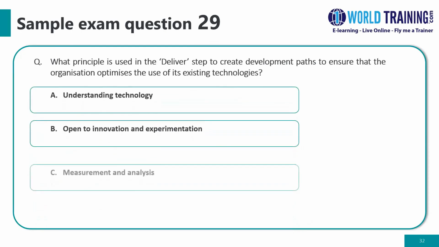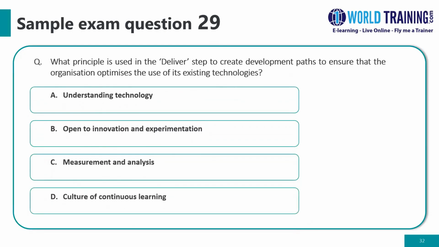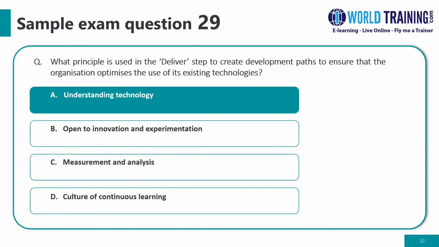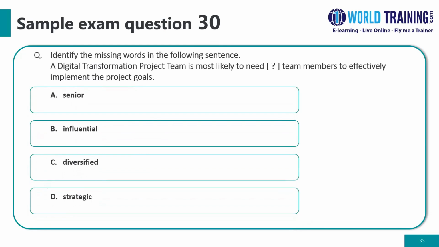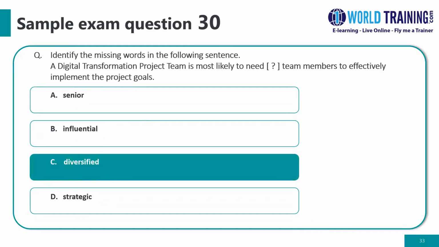29. What principle is used in the deliver step to create development paths to ensure that the organization optimizes the use of its existing technologies? The answer is A, understanding technology. Identify the missing words in the following sentence. A digital transformation project team is most likely to need dash team members to effectively implement the project goals. And the answer is diversified team members.